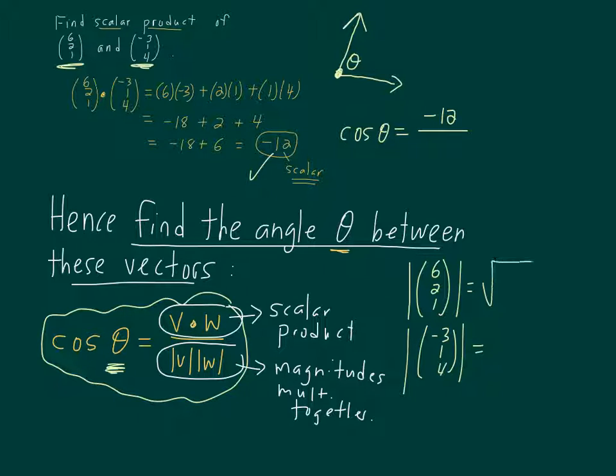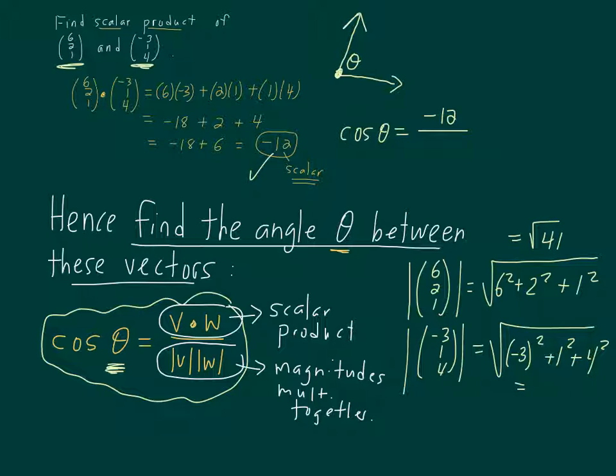So recall we said this is where you're going to put all the components into Pythagorean theorem. So I'm going to square all of these components, so 6 squared plus 2 squared plus 1 squared, and then down here, negative 3 squared plus 1 squared plus 4 squared. So when we clean these up, we're going to have 36 plus 5, so that's a square root of 41 for that guy. And then down here, 9 plus 1 plus that's 16. So that is going to be radical 26.